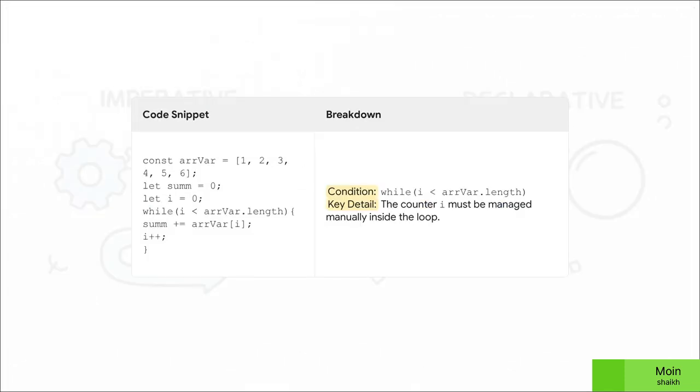Next, we have the while loop. This one is a bit simpler in its setup. It just asks one question over and over. Is this condition true? As long as our counter, i, is less than the length of the array, it'll keep on running. But, and this is a big but, you have to remember to increase that counter yourself inside the loop. If you forget that i++ line, you're stuck in an infinite loop forever.